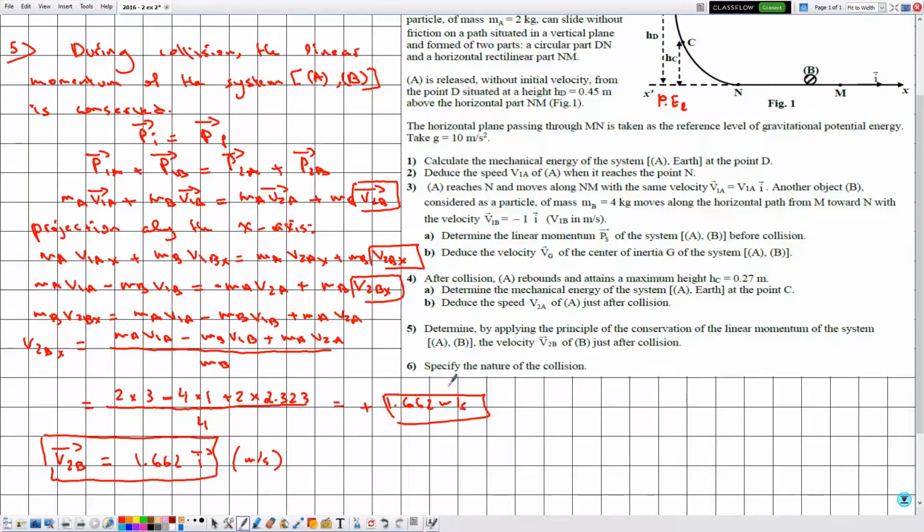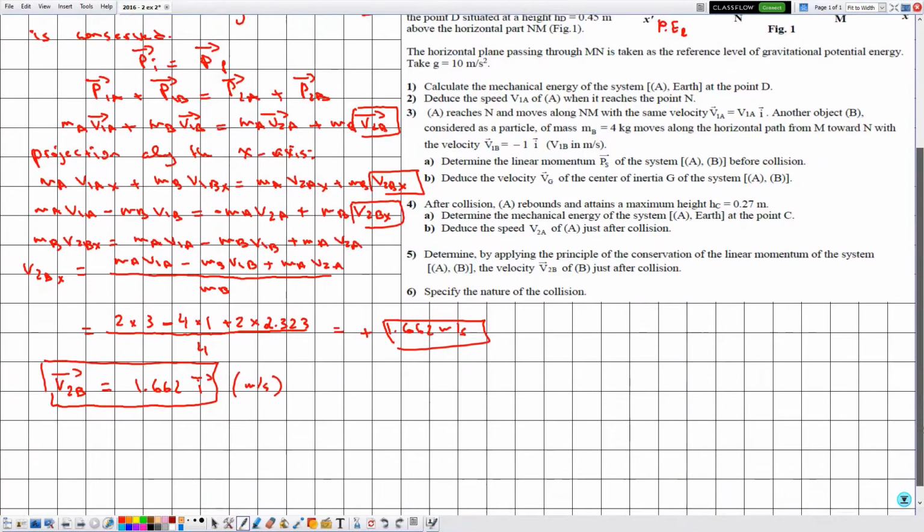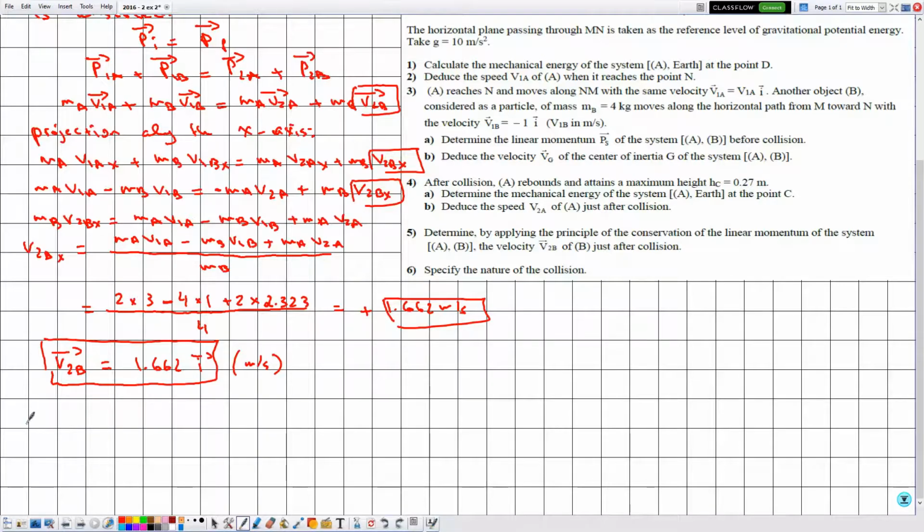Now in number 6, they are telling us to specify the nature of the collision, and we know that collisions are classified as either elastic or inelastic, and this depends on the value of the kinetic energy of the system, initially and finally. If it's conserved, then the type of collision is elastic, and here we expect that the collision is elastic. So let's determine the kinetic energy initial of the system. Because both A and B are in motion, we have the kinetic energy of A, which is given by 1A because they carry the same label as the speed, and the kinetic energy of 1B, which is given by half MA V1A squared plus half MB V1B squared.